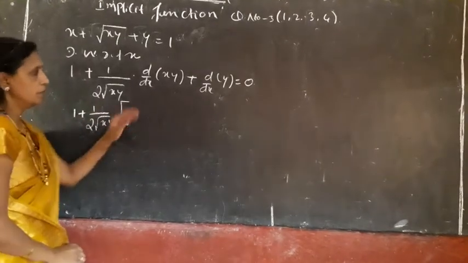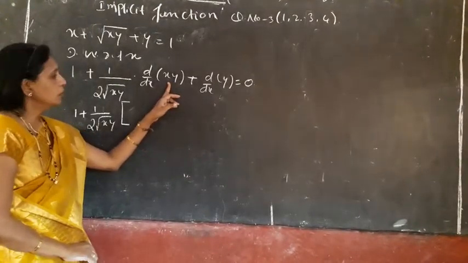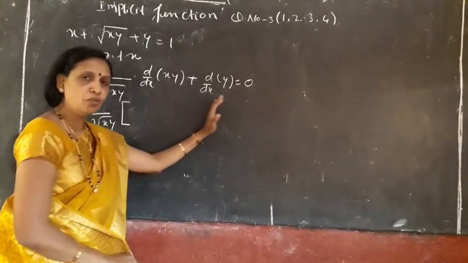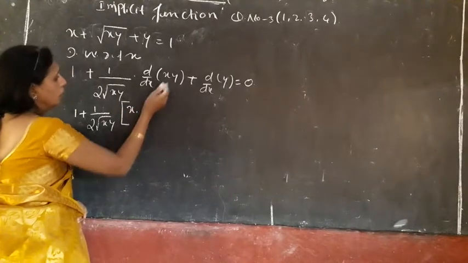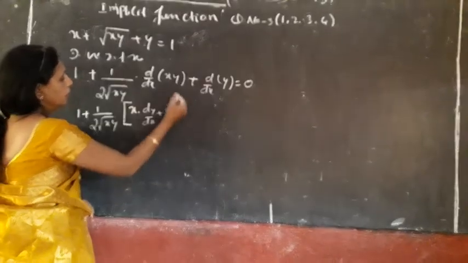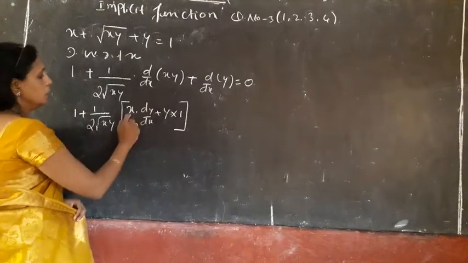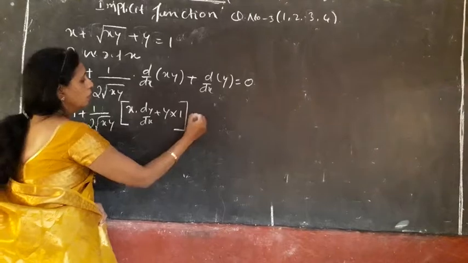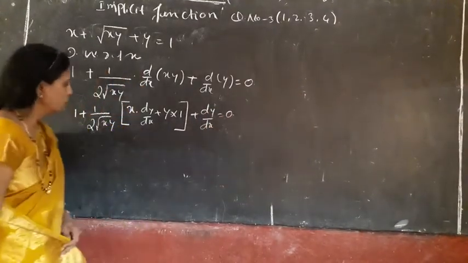Here we are going to differentiate xy. Apply here the product formula of differentiation, that is u into dv upon dx plus v into du upon dx. So write x dy upon dx plus y, differentiation of x is 1, means u dv upon dx plus v into du upon dx, plus dy upon dx. This is equal to 0.